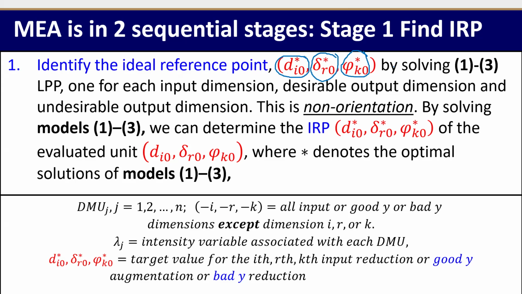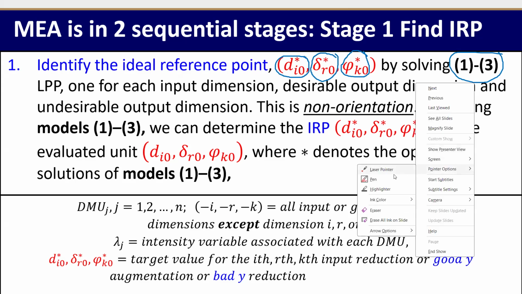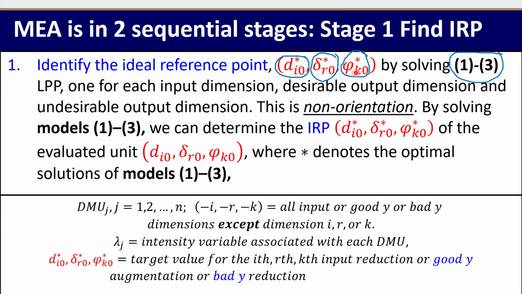All right. So we're going to solve equations 1, 2, and 3 to get the ideal reference point. Equation 1 will be formulated to find the ideal reference point for the input. Equation 2 will be formulating it to find the ideal reference point for the desirable output. And then equation 3 will be formulating it for the ideal reference point for the undesirable output. You're going to do that for each input, for each desirable output, and for each undesirable output.